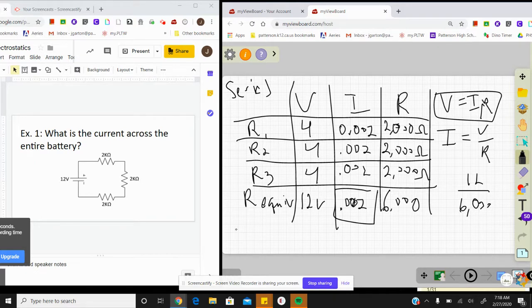To really check ourselves, if we add all the voltages, 4 plus 4 plus 4. In series, they should add to be 12 volts. And look at that. There they are. So here's one example on how to solve a series circuit problem using the VIR table.